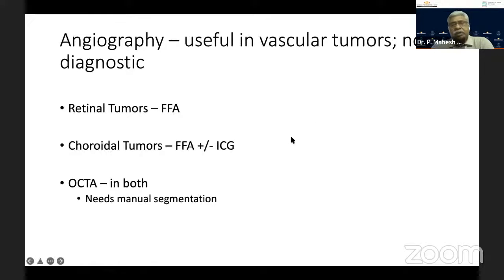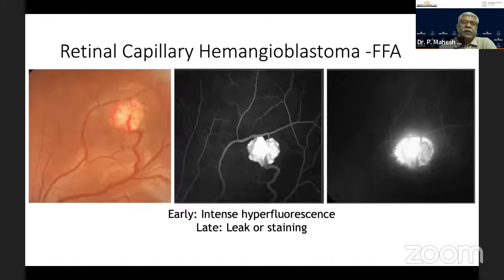As in any other investigation, angiography is useful, but it's not diagnostic as far as tumors are concerned. It may help differentiate one tumor from the other, and it's particularly useful in vascular tumors. In retinal tumors, you would do an FFA. ICG may not play much of a role, but in choroidal tumors, FFA and ICG can play a role. OCTA can be used in both, but the issue is that it needs manual segmentation, as we will see subsequently.